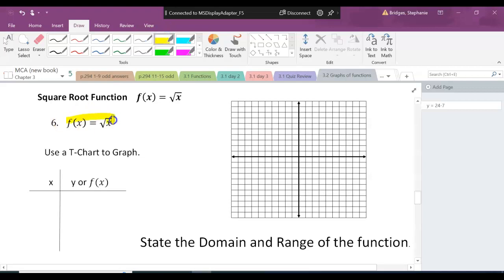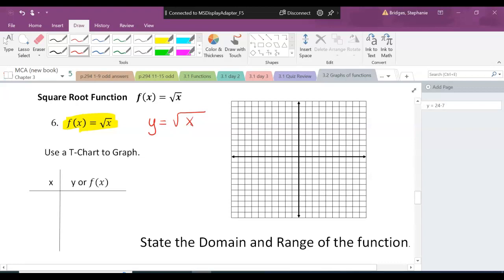Okay, so we're looking at f of x is equal to the square root of x. So that's going to be y equals the square root of x. So I need positive real numbers that are perfect squares. I'm going to pick 4 of them, because the other ones will be off my graph. What do you think I should choose?